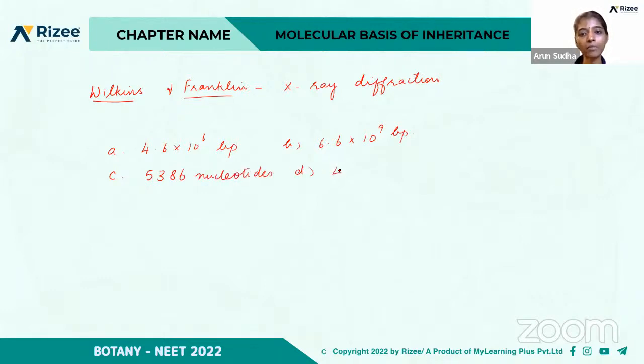And option D, it is 48,502 base pairs. So which is the right option? Option A is the right answer. That is, the DNA of E. coli has 4.6 into 10 power 6 base pairs.